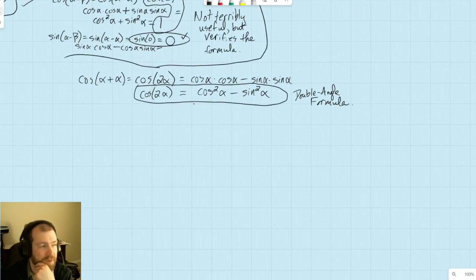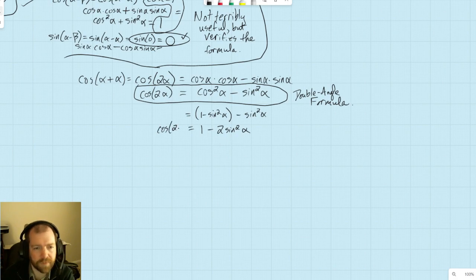And then I keep saying to my students, all right, pretend you don't like cosines for a minute. How do you get this only in terms of sines? Okay, this is going to be 1 minus sine squared alpha minus sine squared alpha. So this is all equal to here 1 minus 2 sine squared alpha is cosine of 2 alpha.